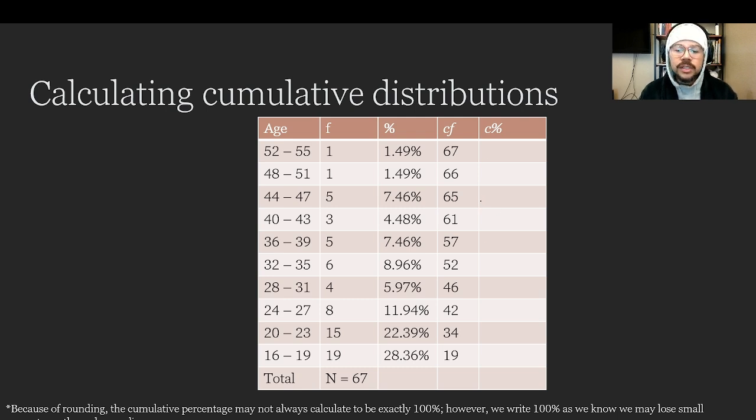So what you need to make sure is that the very topmost cumulative frequency is the number that is equal to n. This equals n.